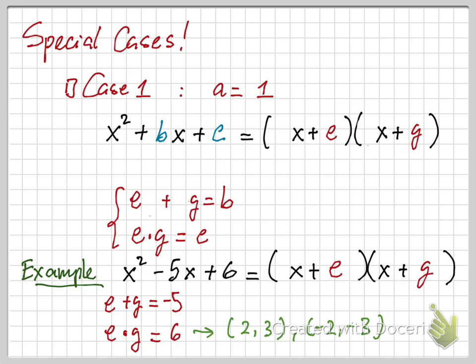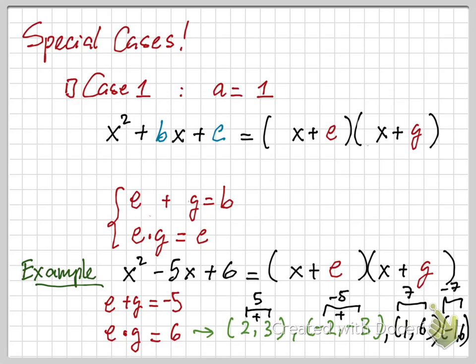Actually, there should be more than two pairs. There's another one, 1 and 6, and negative 1 and negative 6. And the next thing is you want to add the two numbers to check the second condition. This is 7 and this is negative 7. It turns out that negative 5 is the second pair, the correct pair that satisfies these two conditions.